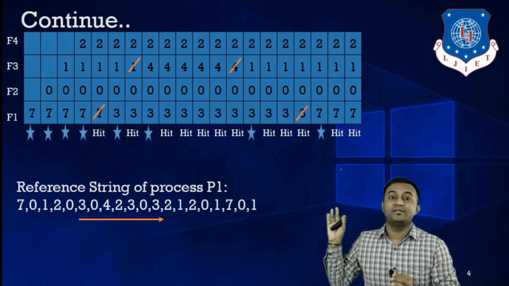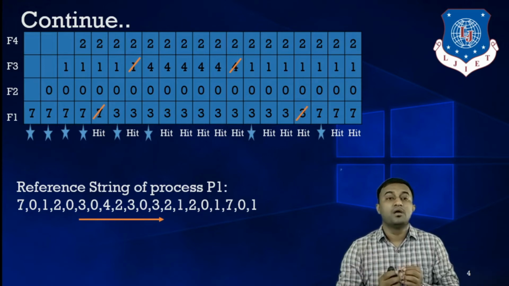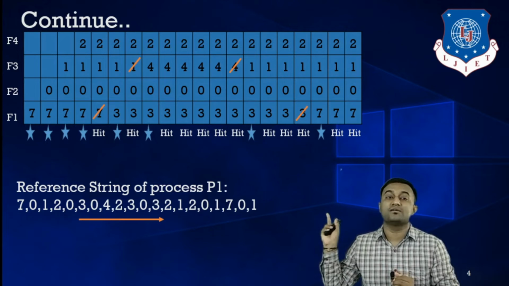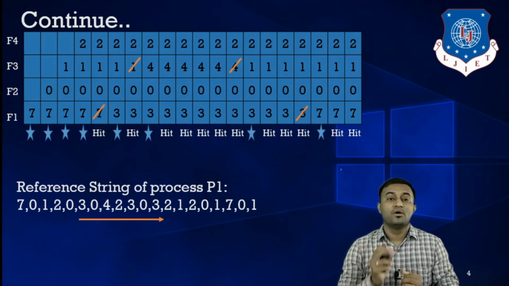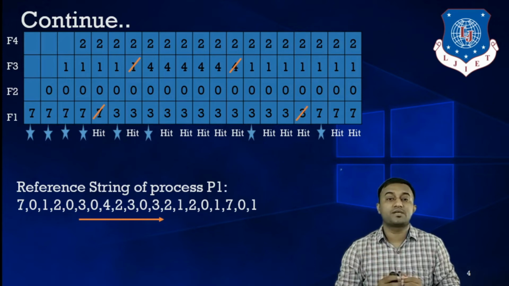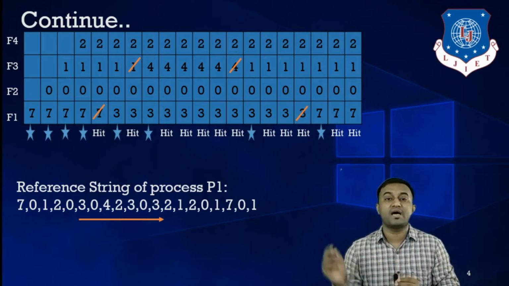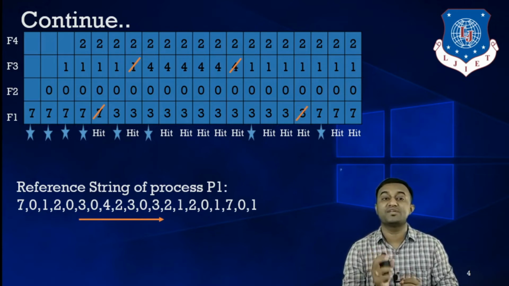Okay, and in this particular example, the page fault is denoted with the help of a star. So that operation would be considered a page fault. In this case, you can see there are a number of stars, and whenever there is a star, it means there is a page fault.